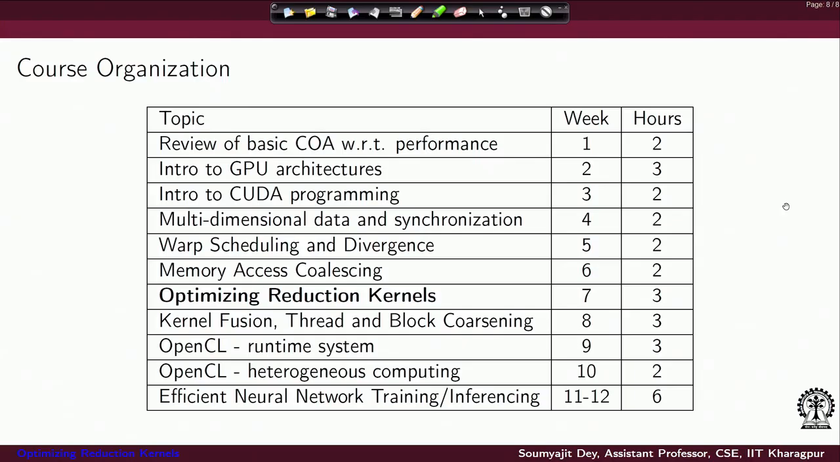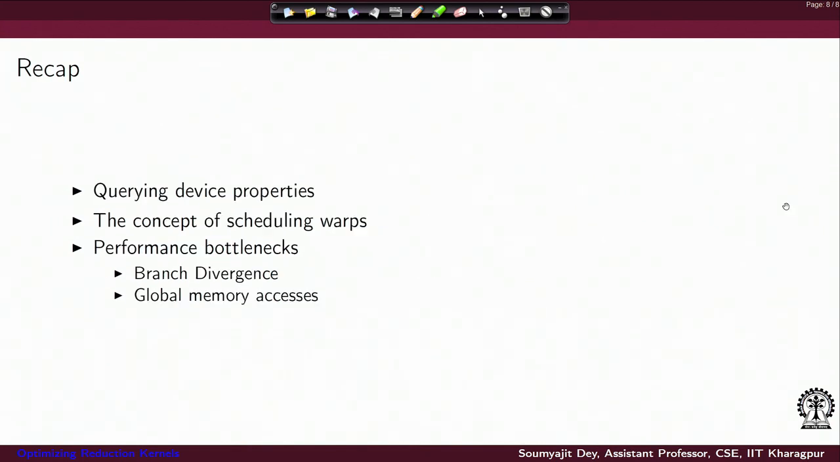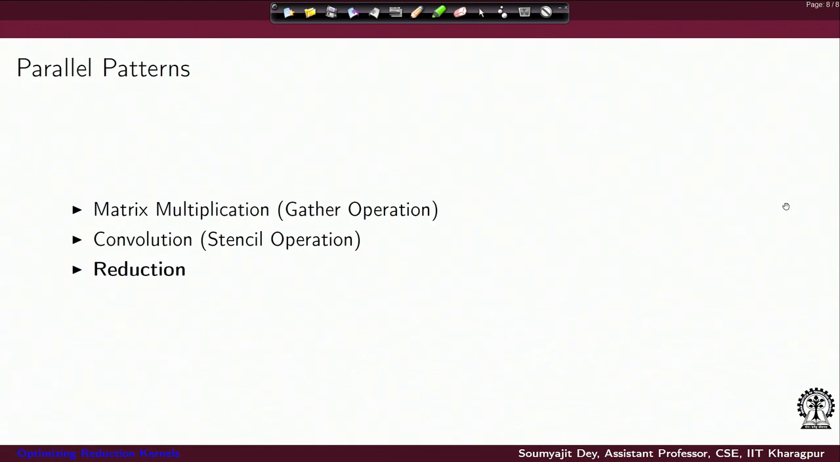So, with this background we are going to this topic of optimizing reduction kernels. That means we will try to use these concepts for some regular programming jobs, the primary one being a reduction kernel. So, these are the concepts which we have already covered, and we will be trying to use those concepts here.